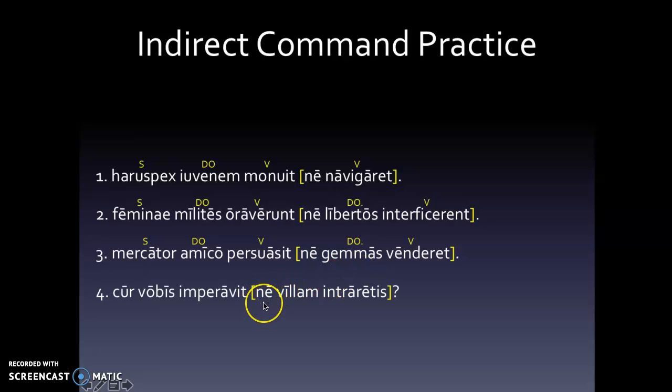And our last one, our indirect command starts with ne, ends with a subjunctive. We've got a direct object here. It is dative, but it's our direct object because imperare is a special verb. Accusative direct object and the verb of our indirect command. So why did he order us not to enter the house?